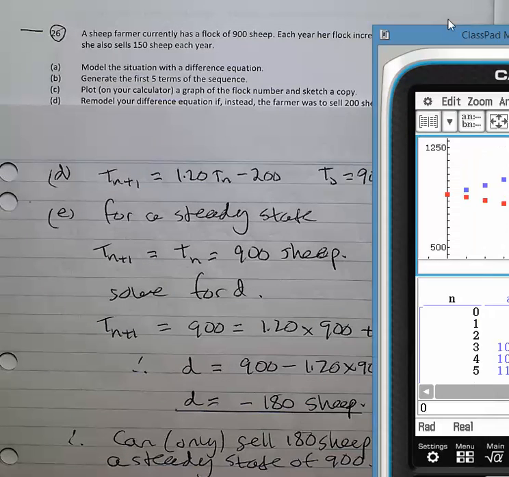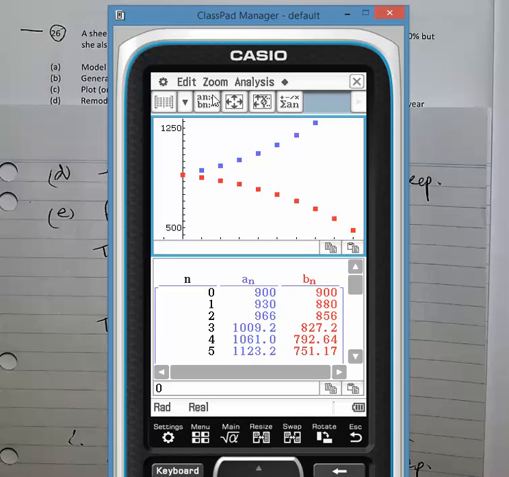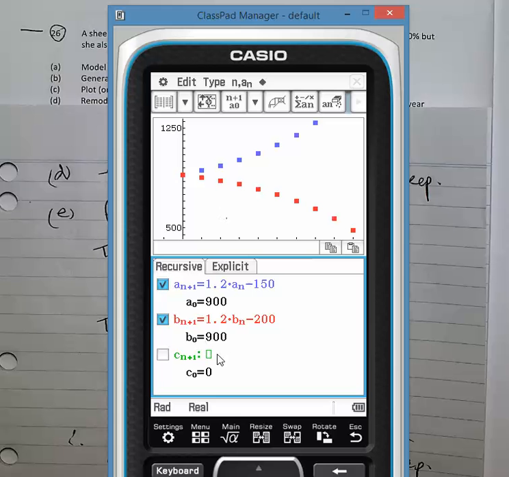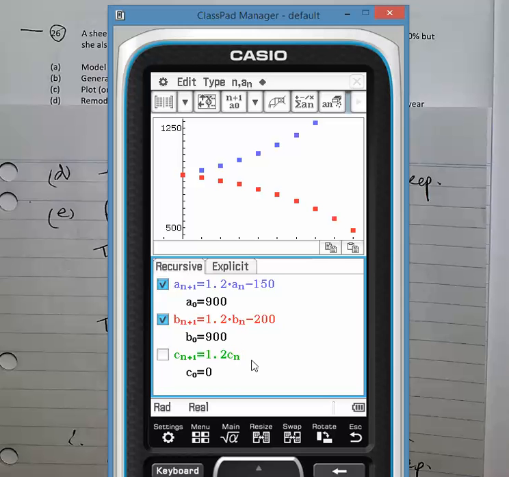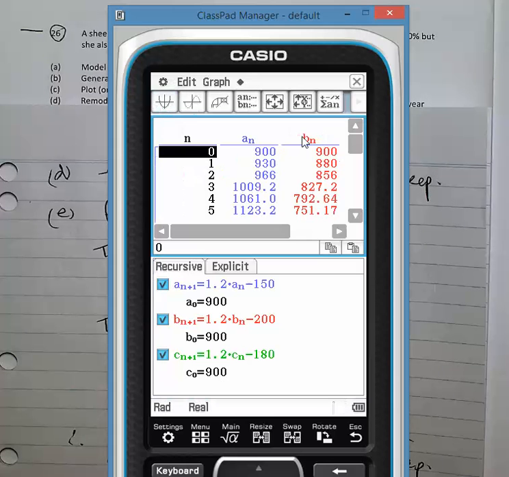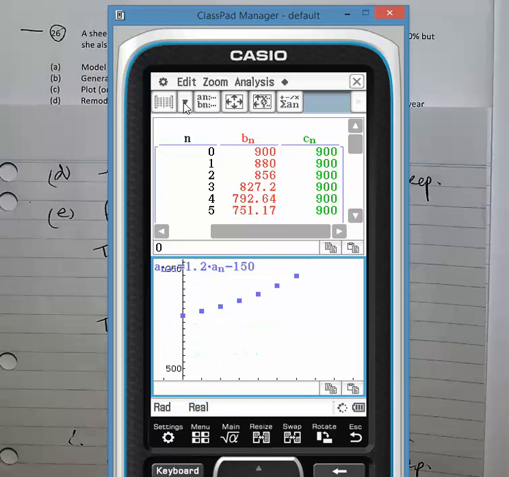I'll just quickly demonstrate that on your calculator, just to show you the contrast. Make sure you use C_N, otherwise you could be basing it on previous data. And we start with 900, tick the box, we'll generate the table, and you can see the constant 900, and it looks pretty neat in graphical form there.